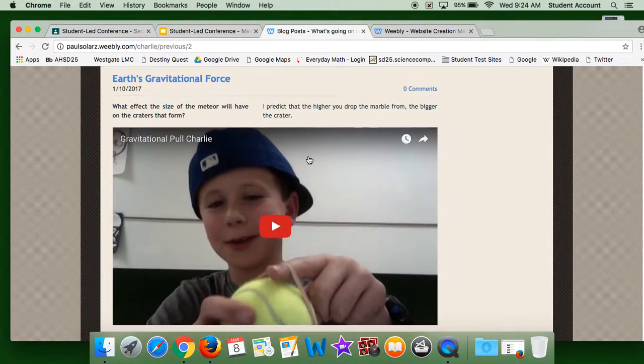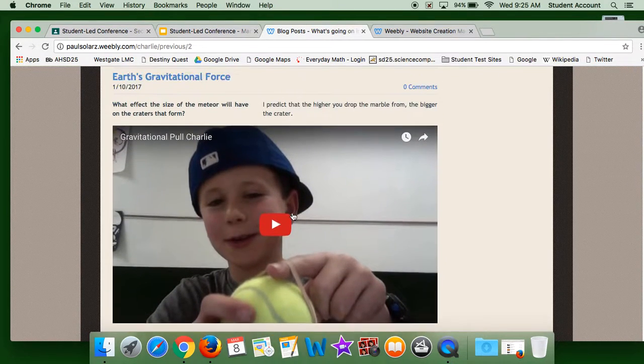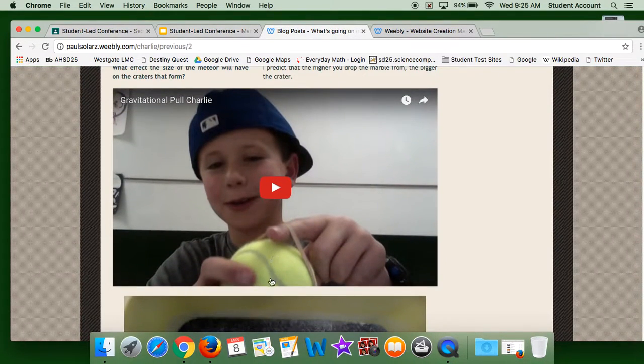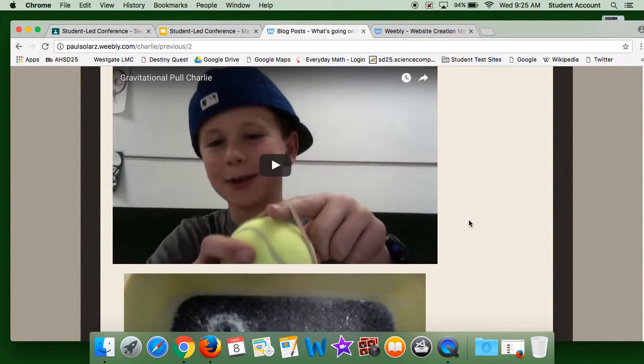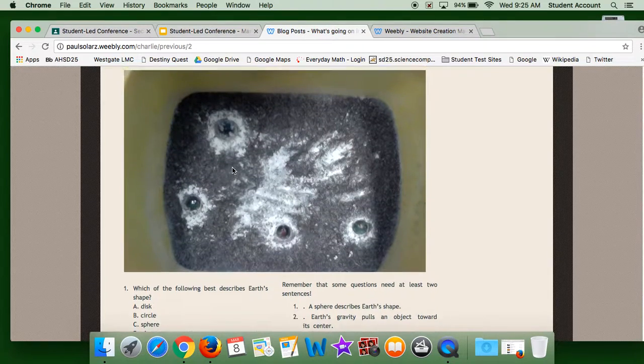Earth's gravitational force. And here the tennis ball was like the Earth, and my finger was like the person, and the rubber band was gravity. And if I tried to pull up, I couldn't get out of the gravitational pull because it was too strong. And I learned how strong gravitational pull is.